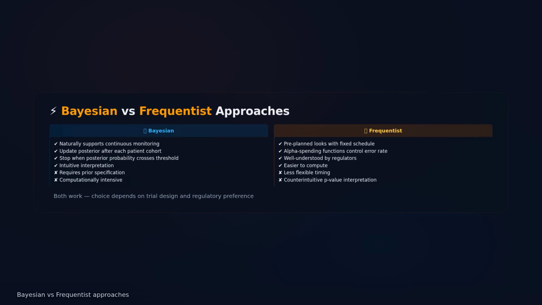Interim analyses can use either Bayesian or frequentist methods. Bayesian approaches naturally support continuous monitoring. You update the posterior distribution after each new patient cohort and stop when the posterior probability crosses a threshold. Frequentist approaches use pre-planned looks with alpha spending functions. Both work well when properly specified. The choice depends on the trial design and regulatory preference.